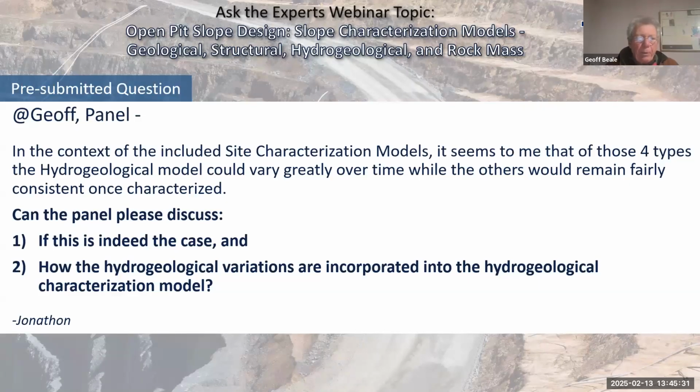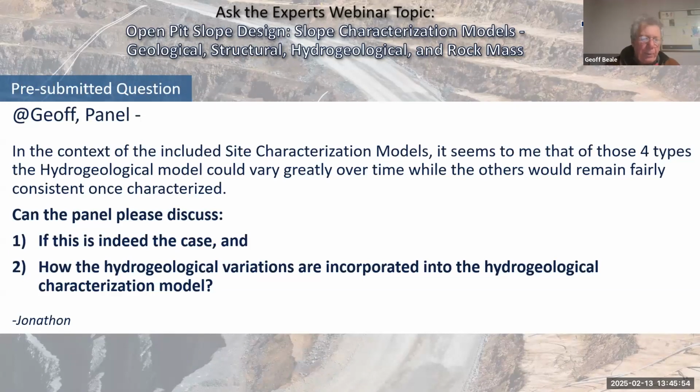And typically, when you look at the options for slope remediation, varying the hydrogeology or depressurizing the slope is usually the most economically beneficial. It's not normally the lowest cost option for improving the stability of the slope.